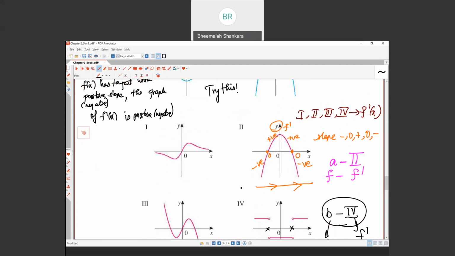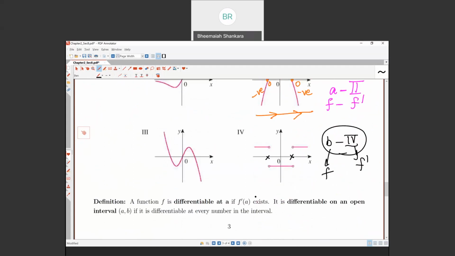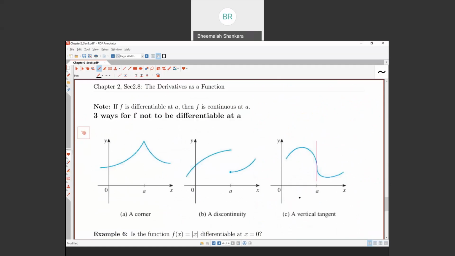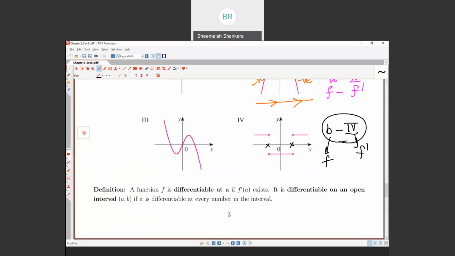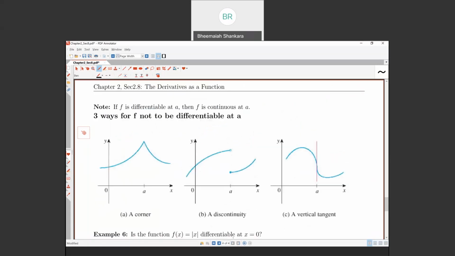Next is the definition of a differentiable function. A function f is said to be differentiable at a if the derivative exists. It is differentiable on an open interval (a, b) if differentiable at every point on that interval. So if a function f is differentiable at a, then the function will always be a continuous function.